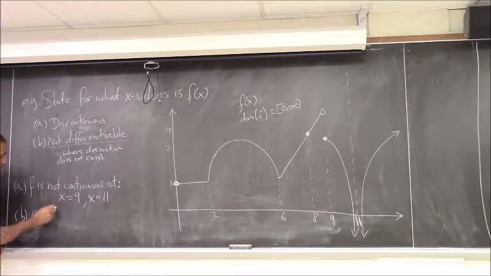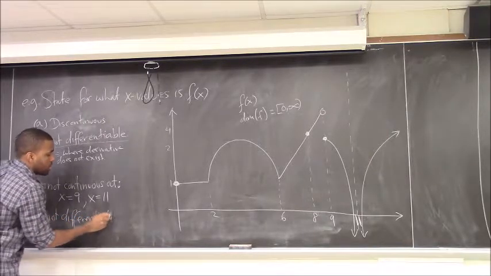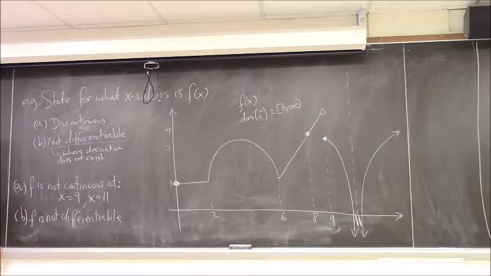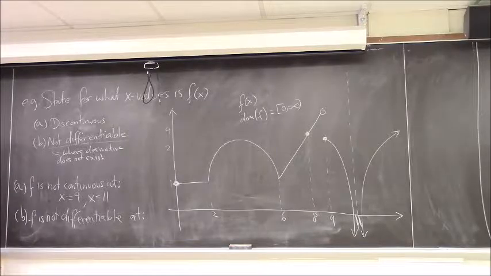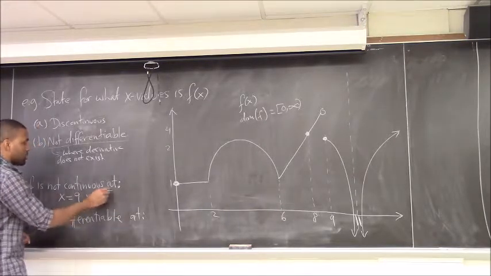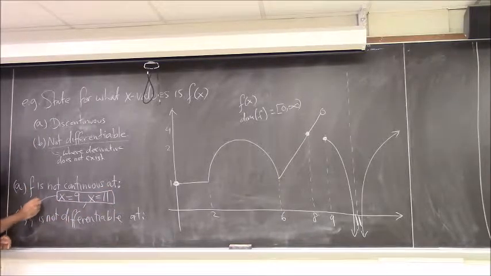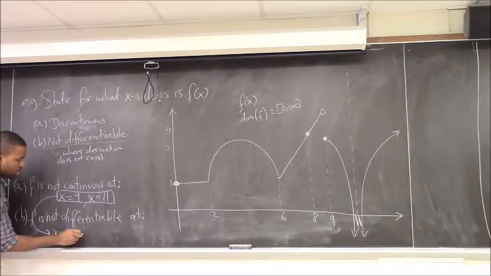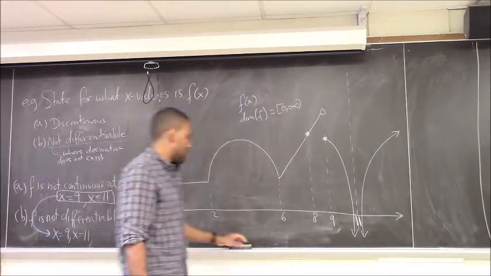What about if it's not differentiable? The first thing you should realize is that points of discontinuity are automatically points where we're not differentiable. So you can literally just copy these numbers. Whatever answers are to this question will also be answers to this question. So x equals 9 and 11 right away would come down here, but there might be others. Differentiability is harder to attain than continuity.